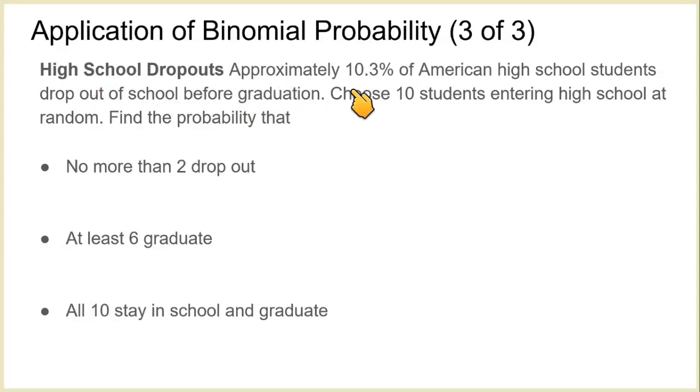High school dropouts. Approximately 10.3% of American high school students drop out of school before graduation. If we choose 10 students entering high school at random, find the probability of these 3 cases. So again, it satisfies the 4 conditions. There's a fixed number of trials. We're choosing only 10. We don't have access to an unlimited number of students, so we're only choosing 10. There's 2 outcomes. You either drop out or you don't. The probability of dropouts is the same throughout. It's the 10.3%, and it's independent of each other. A student dropping out should not affect another student dropping out, more or less.